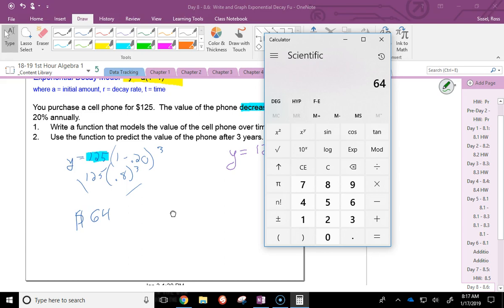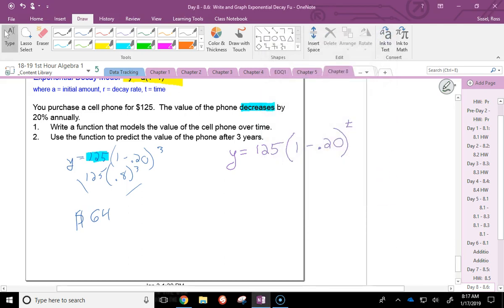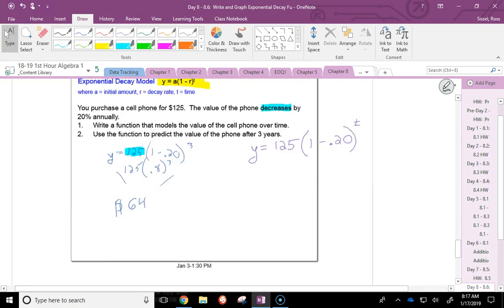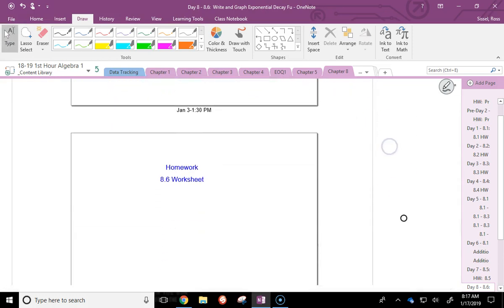Whenever you put the 1, shouldn't it be a 1 plus 0.20? Okay, the reason it's not is because this is a decay. Yesterday, if the phone was going up in value, like LeBron James's rookie card or something, and it goes up in value every year, then you'd use plus. But when it's decaying, we're subtracting. And I think that's it.